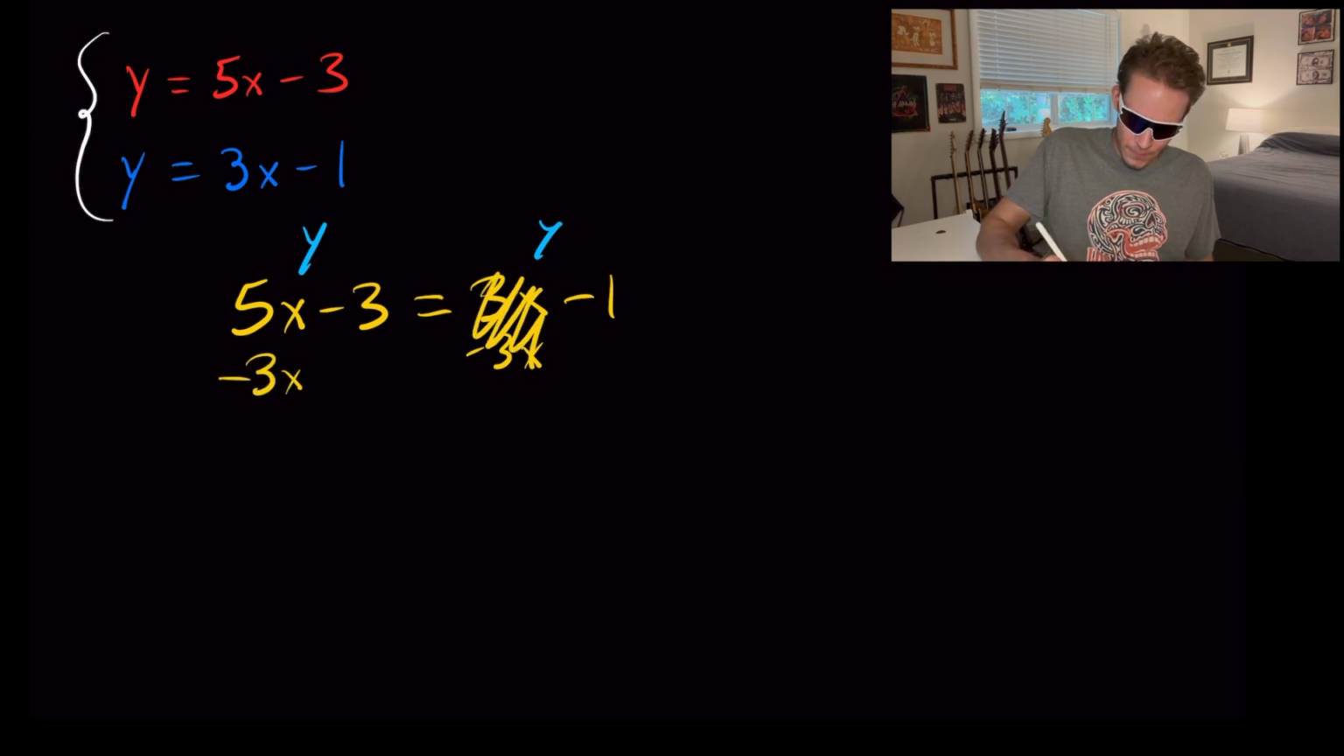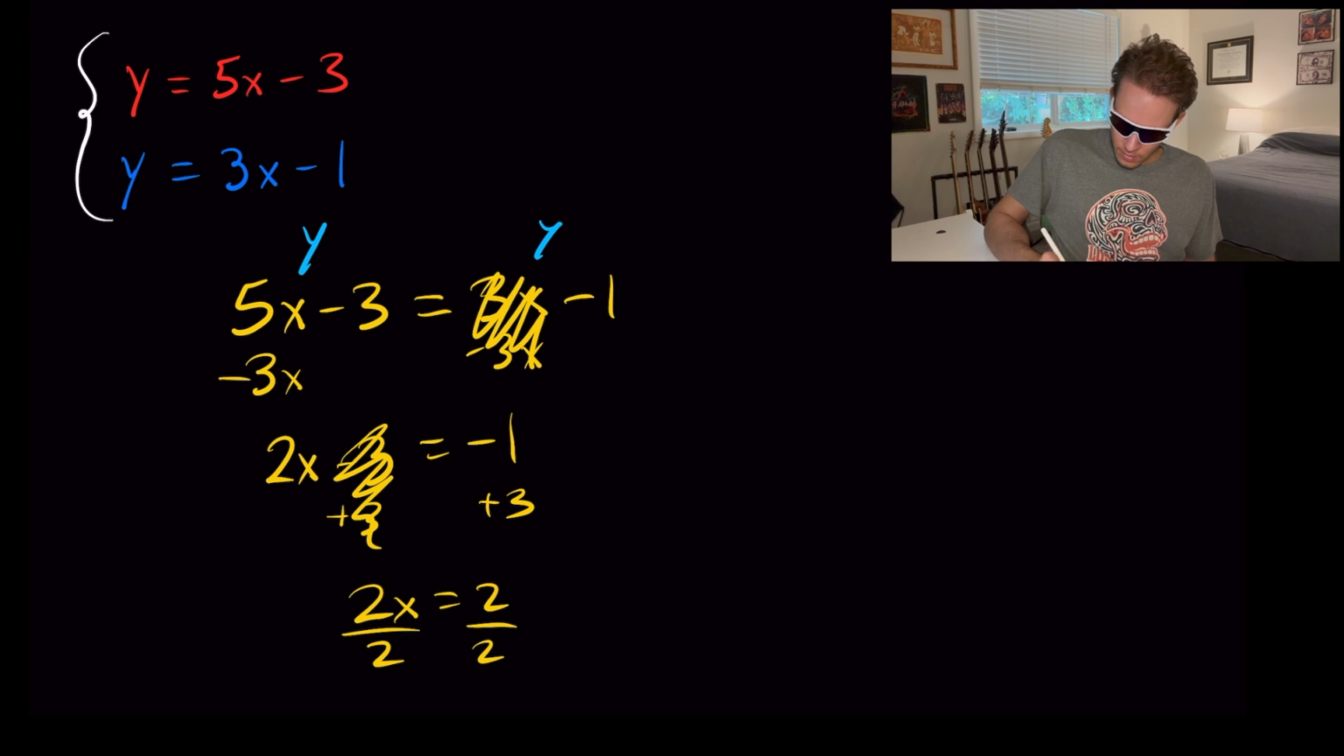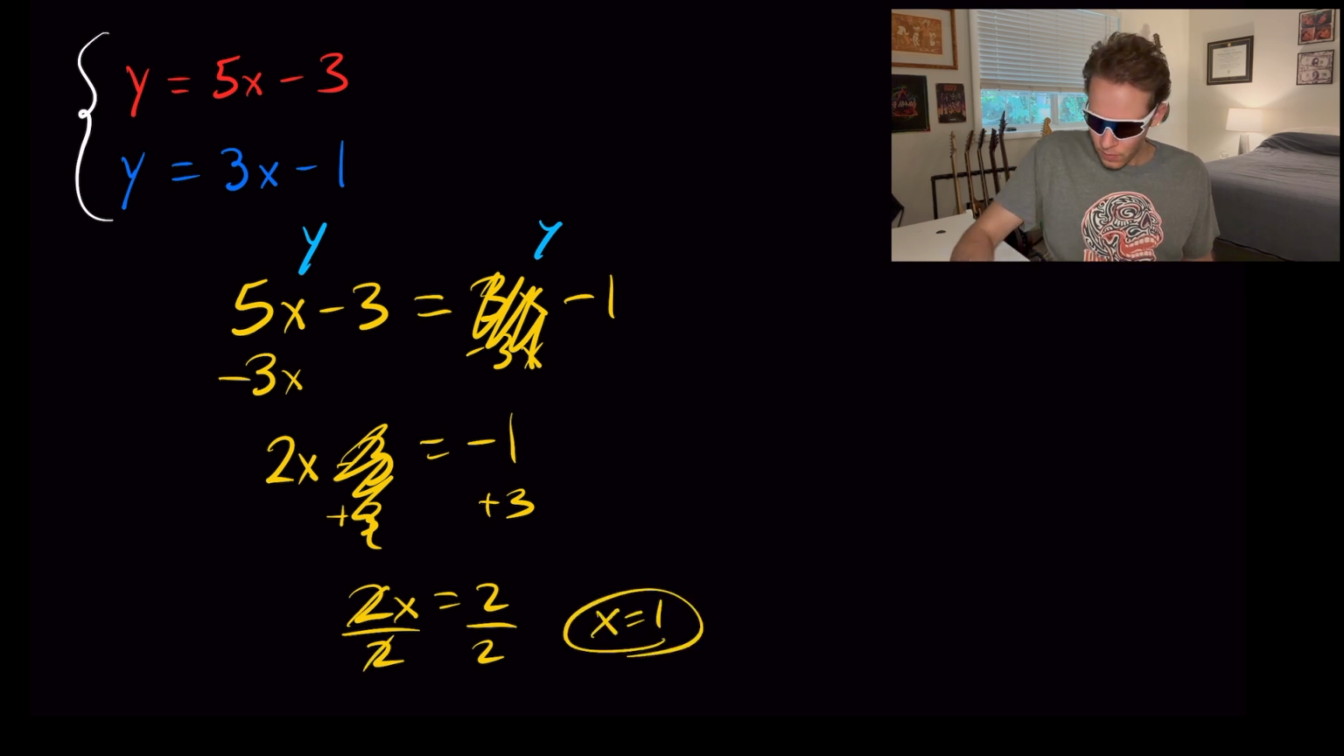That's going to cancel out. So we'll have 2x minus 3 is equal to -1. I'll add 3 to both sides. That cancels. We'll have 2x is equal to 2. Divide both sides by 2. That cancels out. So we'll have x is equal to 1.